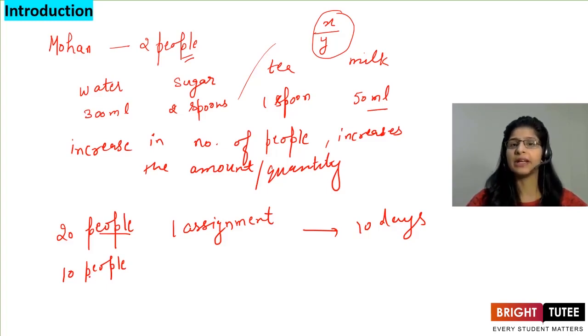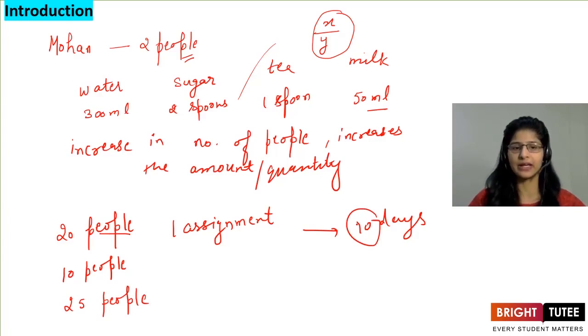If the number of people is less and the amount of work is the same, then definitely what will happen? The number of days will increase, because now the number of people is less and the amount of work is the same. So it will take longer for 10 people as compared to 20 people. Now if I increase the number of people to 25, will it take 10 days or will it be completed before 10 days? Yes, it will be completed before 10 days.